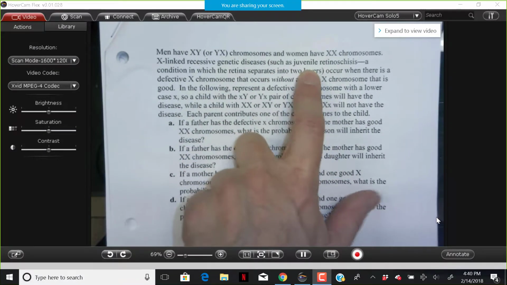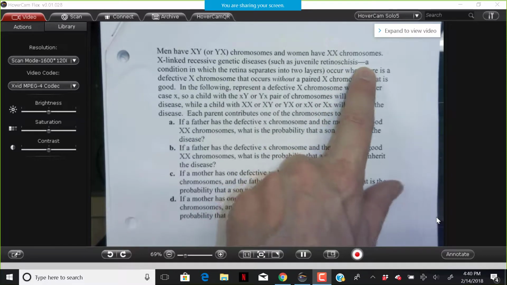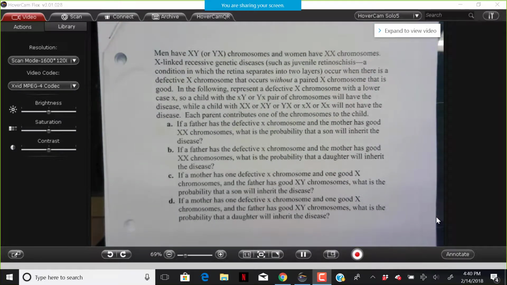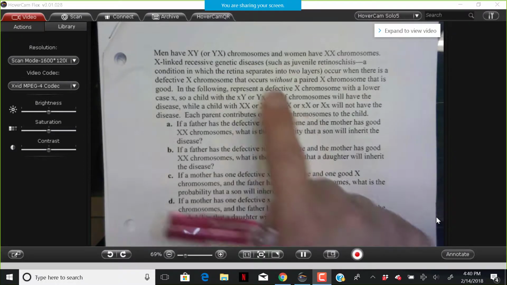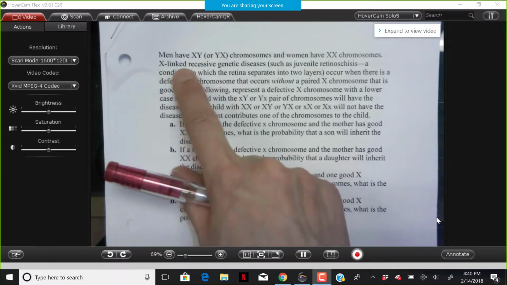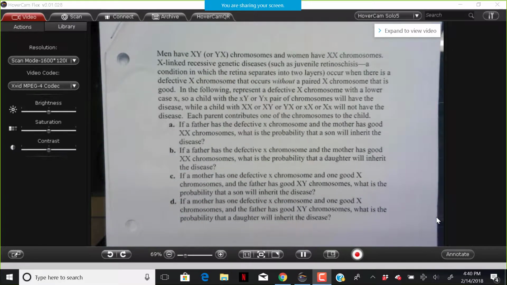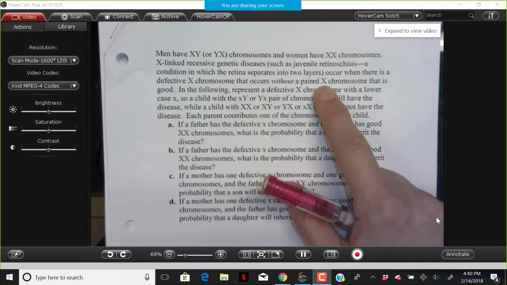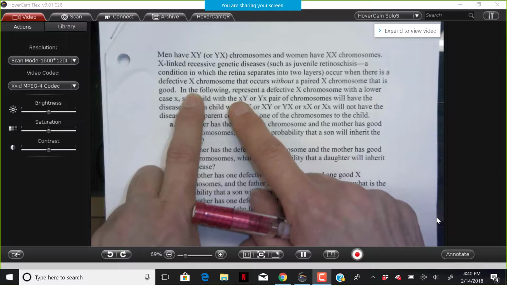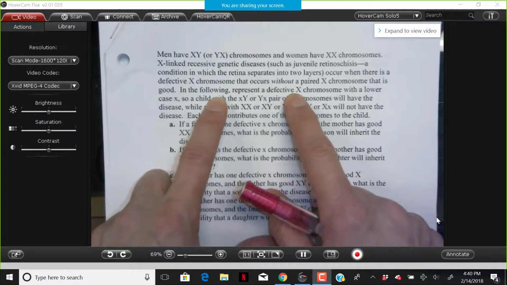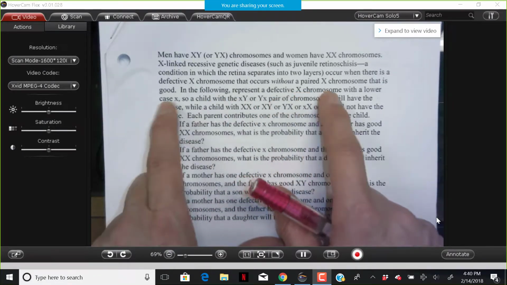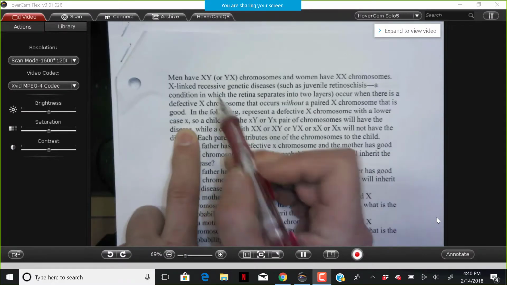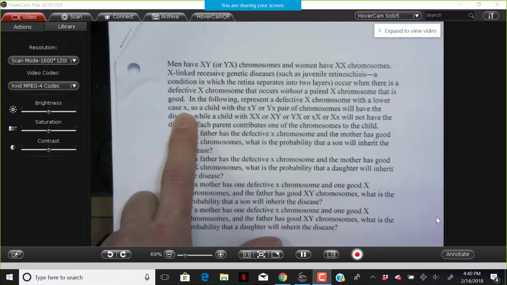Another one is juvenile retinoschisis. It says a condition in which the retina separates into layers, the part at the back of your eye. So these X-linked recessive genetic diseases occur when there is a defective X chromosome without a paired X chromosome that is good. It says to represent a defective X chromosome with a lowercase x, because it's recessive, right? So use the lowercase.